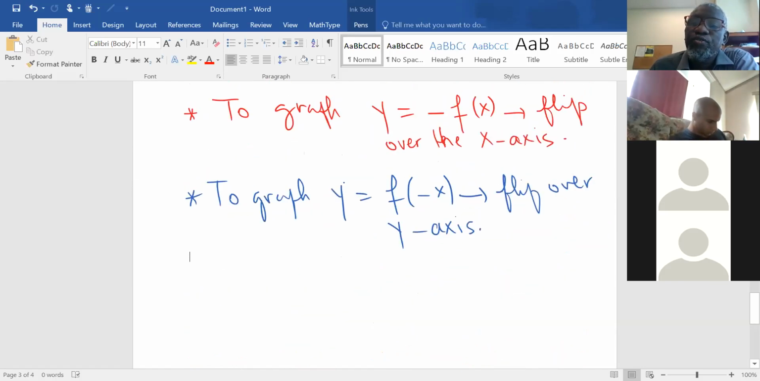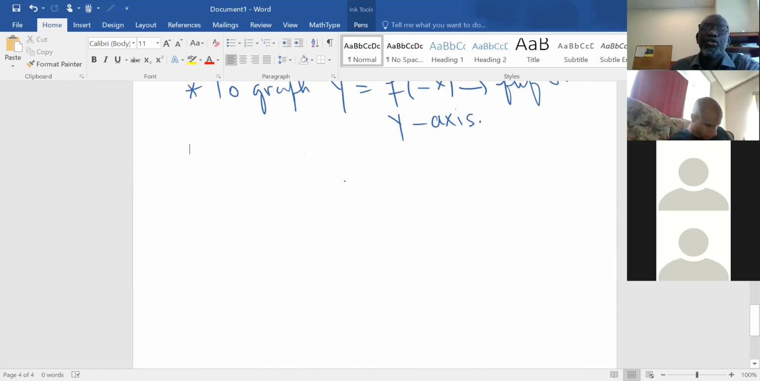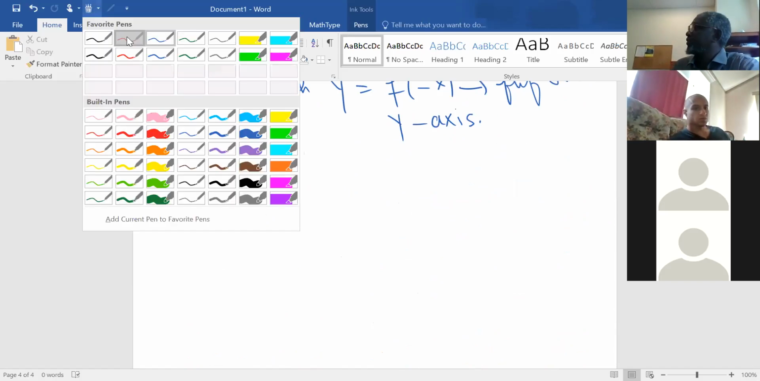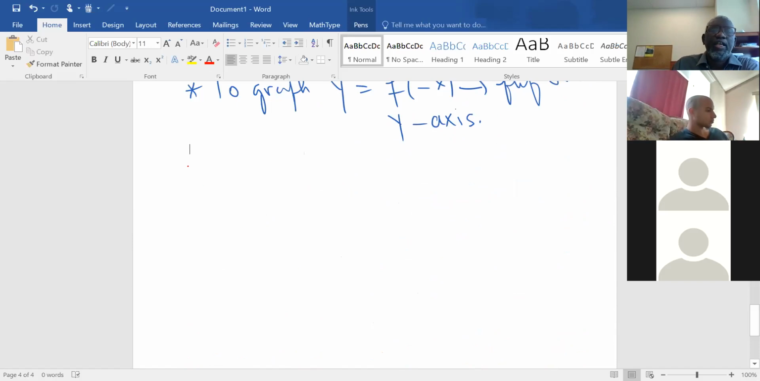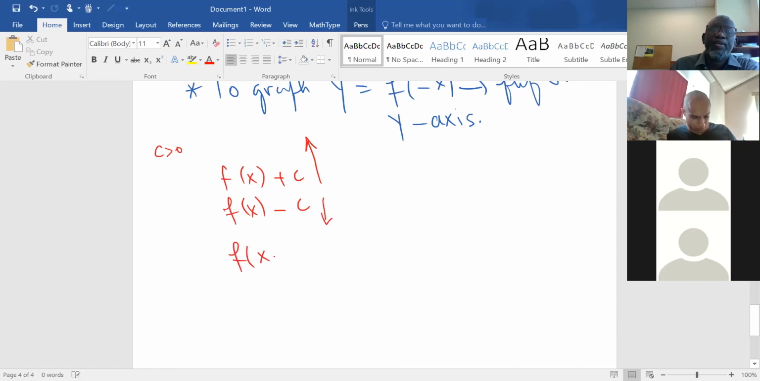Okay. So far, to recapitulate, everybody, c is positive, right? What should we do to get f of x plus c? Don't look at your notes, right? How do we go? Shift up c units. Up, right? f of x minus c, how do we go? Down, c. Down, right?